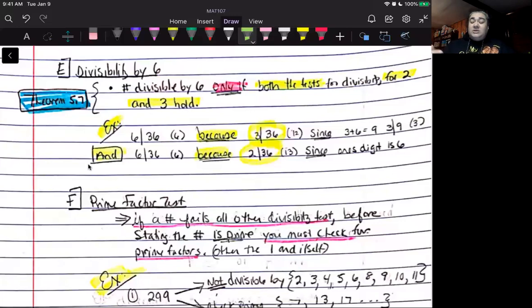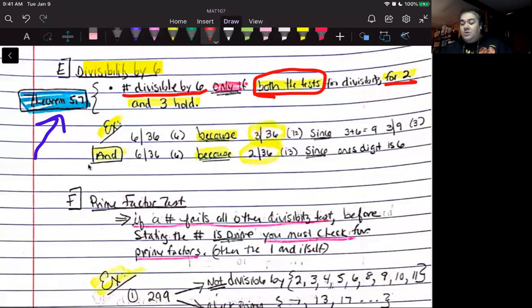So because of those relationships existing, we can have theorem 5.7 regarding the divisibility of 6. Okay? Because what it says is the following. A number will be divisible by 6 if both the tests for 2 and 3 hold. This makes sense because those two numbers give you the product for 6. And we just talked about how theorem 5.3 tells you that you can have a multiple of a number, which in essence is a product, right?